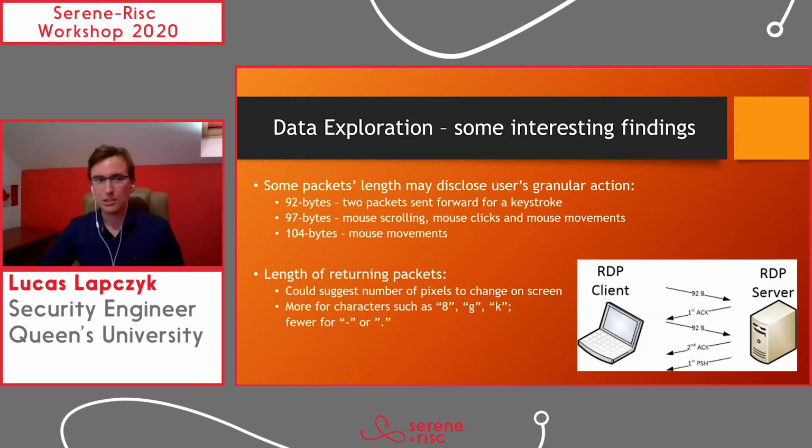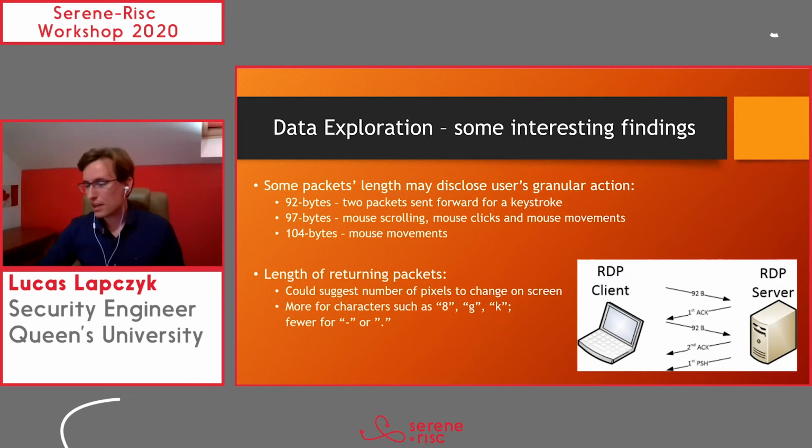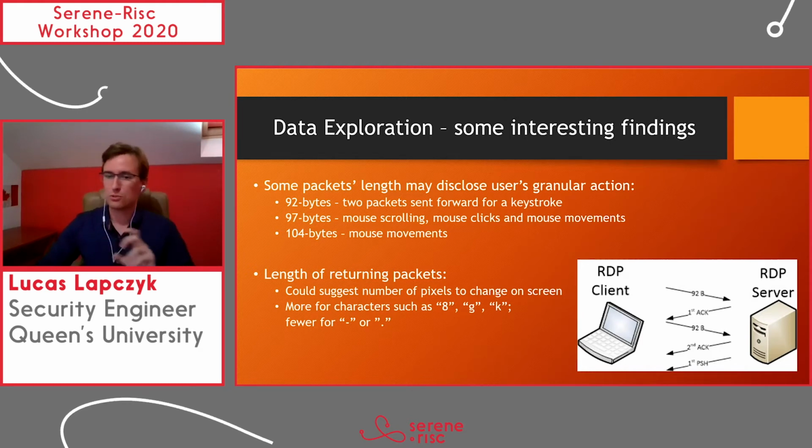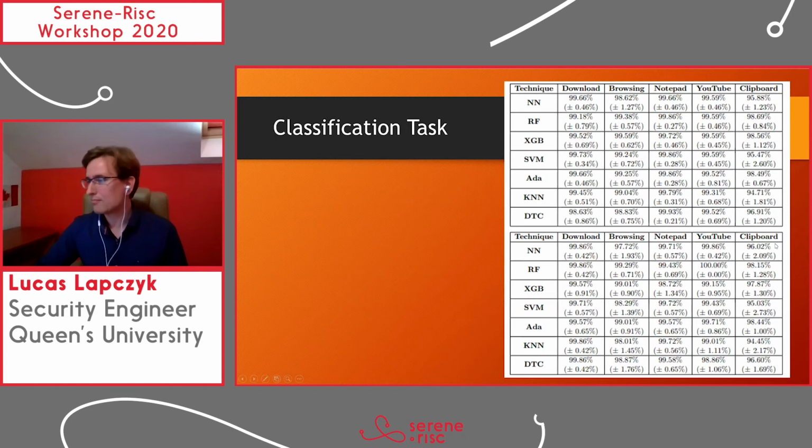So the longer the packet sent, the more likely a user is sending characters such as 8, G, or K. For a hyphen or period, those packets would be shorter. So it might be tricky to determine exactly what character is sent, but what group of characters the user is typing, that could be something potentially doable.